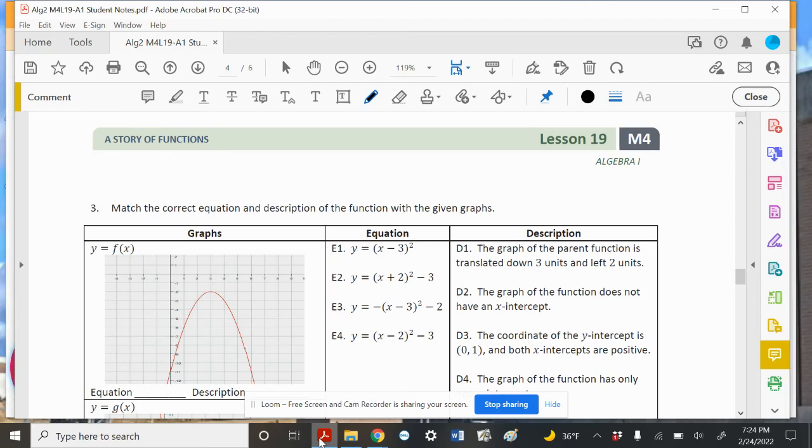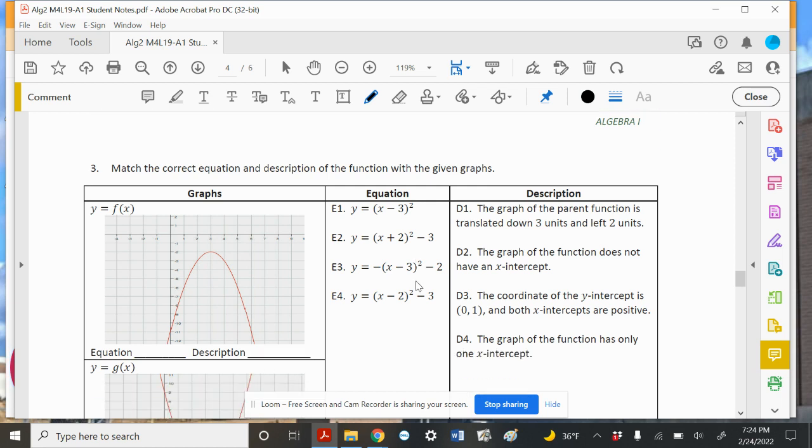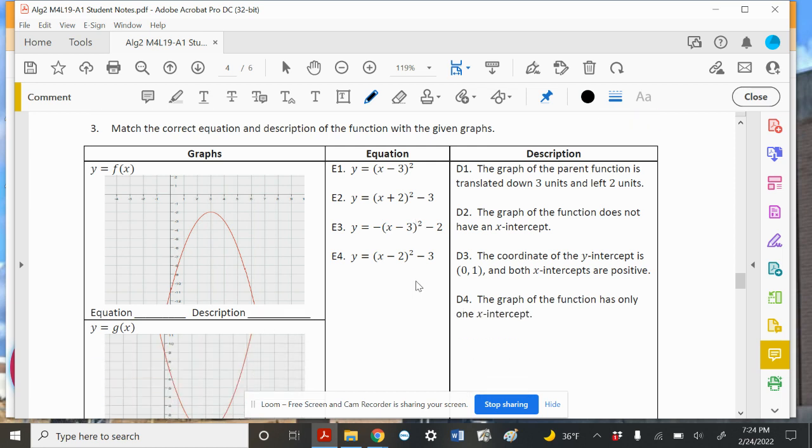Okay, for our last video, hopefully the last video, we're going to walk through some of these things and figure out which equation does what. It says to match the correct equation and description of the function with a given graph. Notice these are squared functions, which tells me they are parabolas. When we start walking through these, we can see some other things, and I'll explain more once we see these going down, but we're not going to worry about that yet.